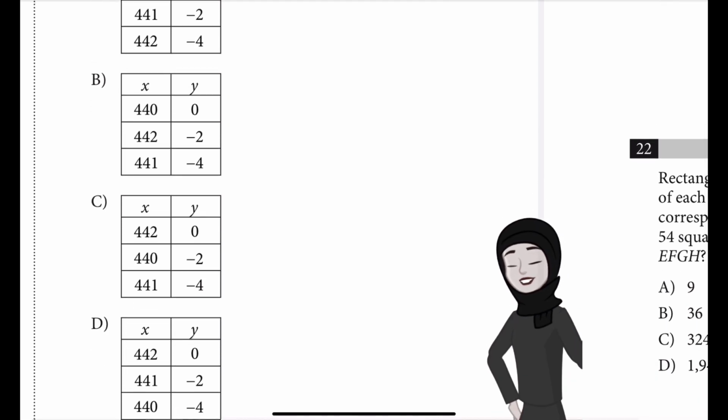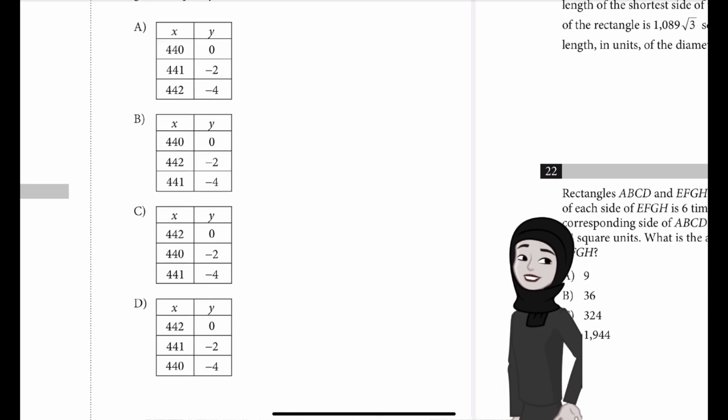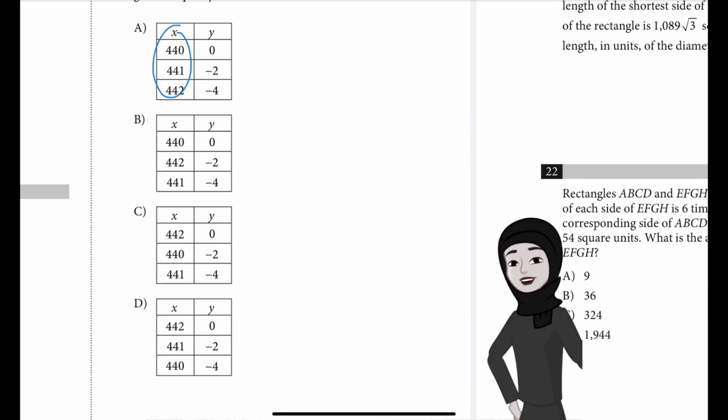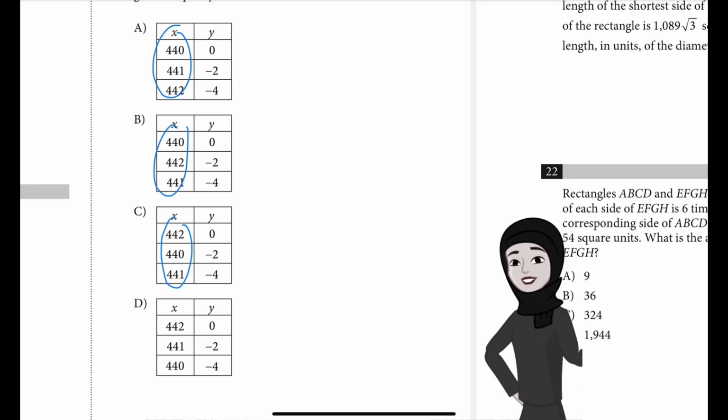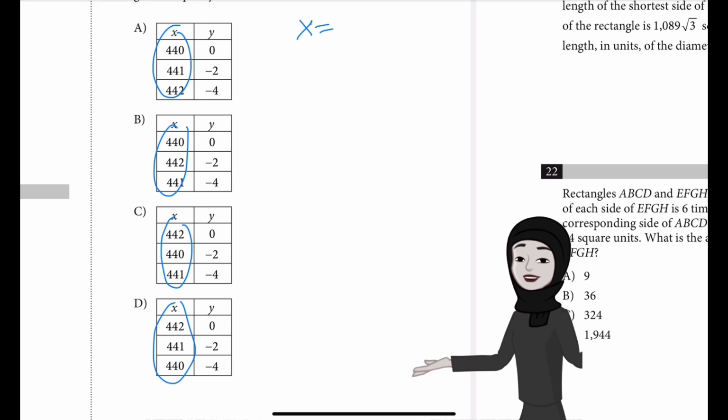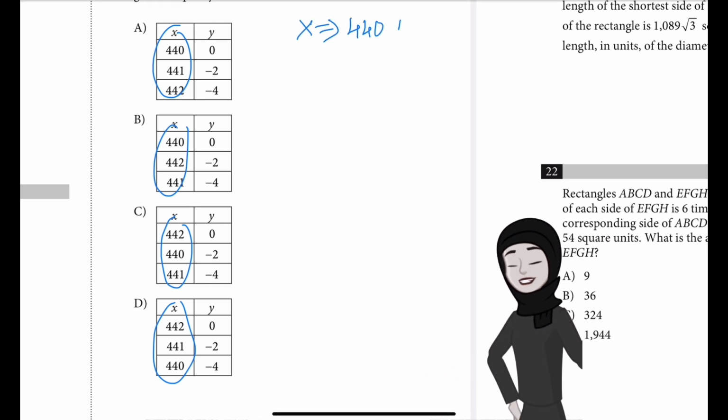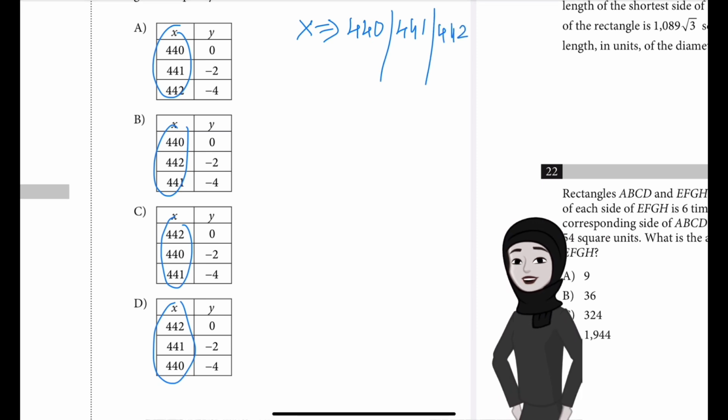What we observe is that all the tables in the choices have the same three values of x. That means we have x to be 440, 441 and 442. Same thing with B and C, only the order has been changed, 442, 440 and 441, and D also has the same x values, only the order is different. So the three values of x are 440, 441 and 442.